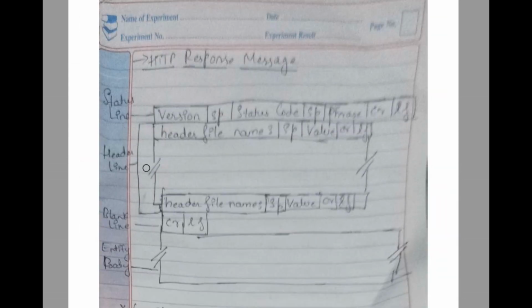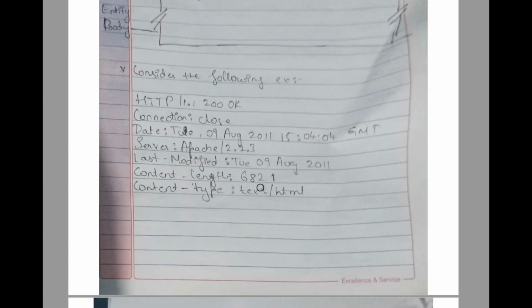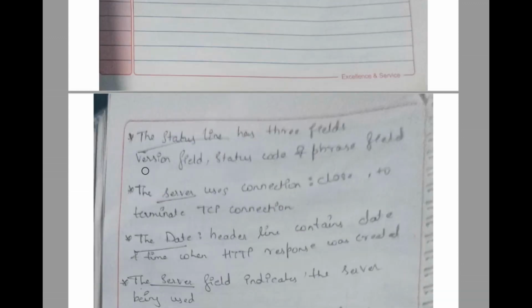So for the HTTP response message, the only difference is the status line. In the request message it is the request line: method, URL, version. Here it is version, status code and phrase, CRLF. Everything else is the same. Consider the following example, you have to remember this: HTTP 1.1 200 OK, connection close, date, server Apache, last modified, content length, content type, etc.